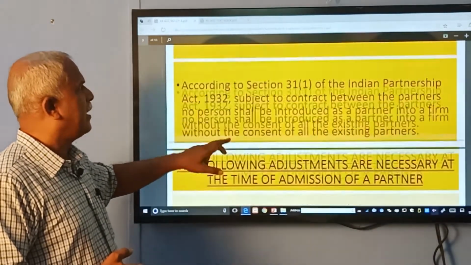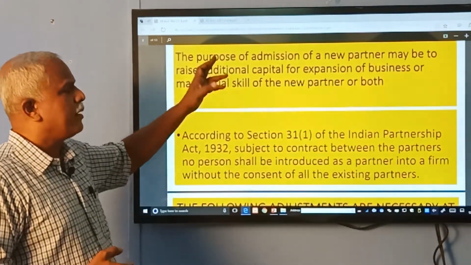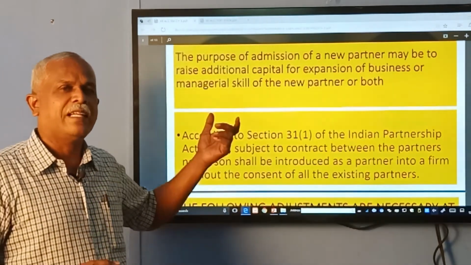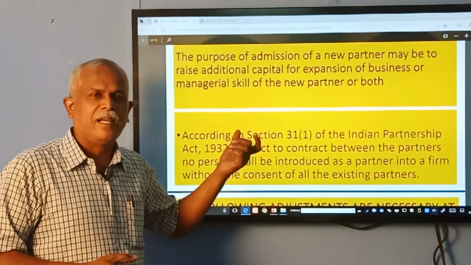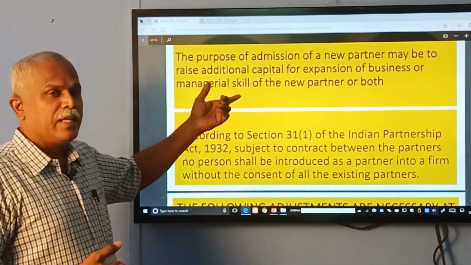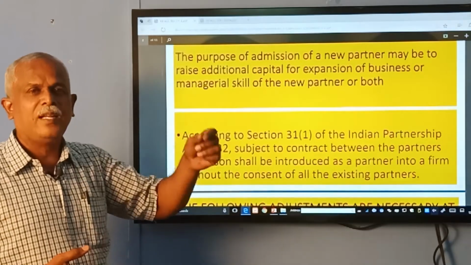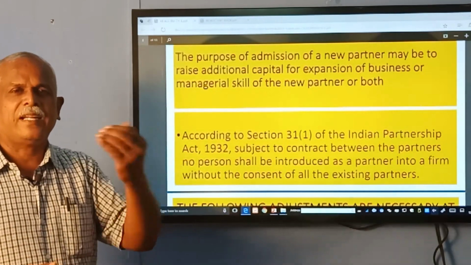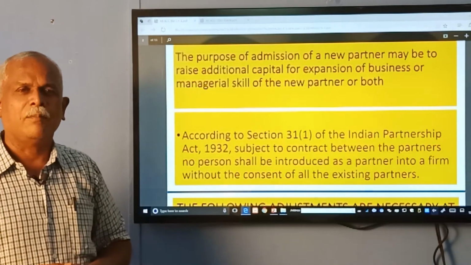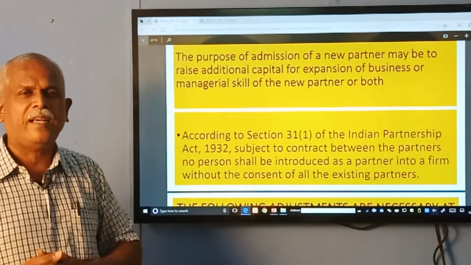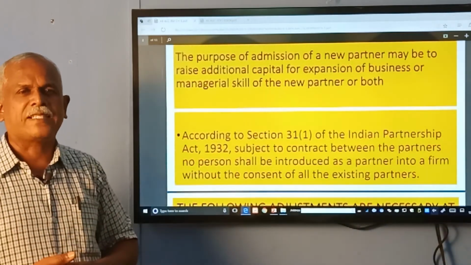What are the conditions, how a new partner is admitted? When they need additional capital and managerial skill or both. A new partner can be admitted only when all the partners agree for taking a new partner into the partnership firm. By that, the old partnership comes to an end and a new partnership takes place.